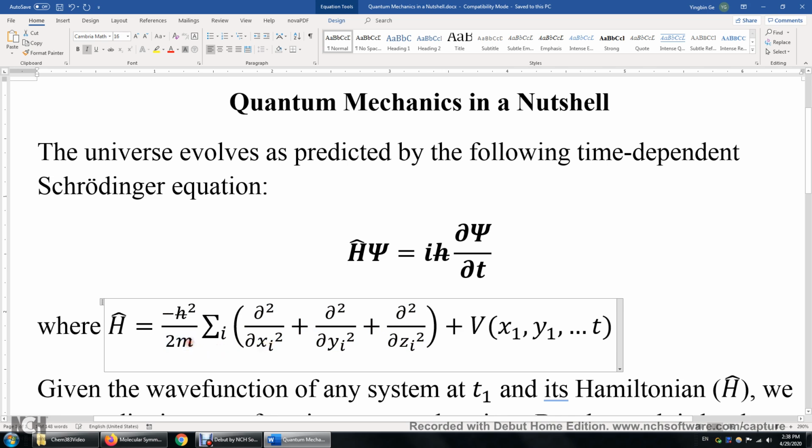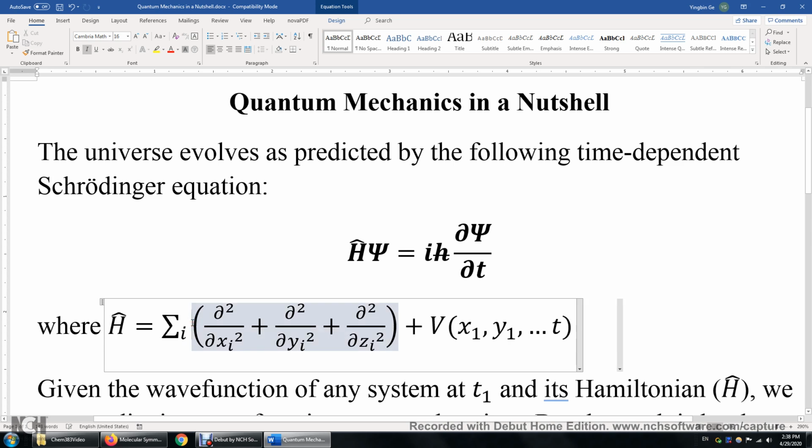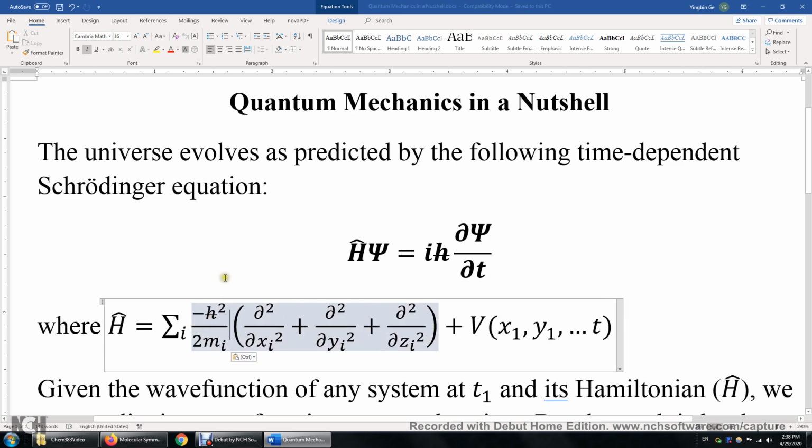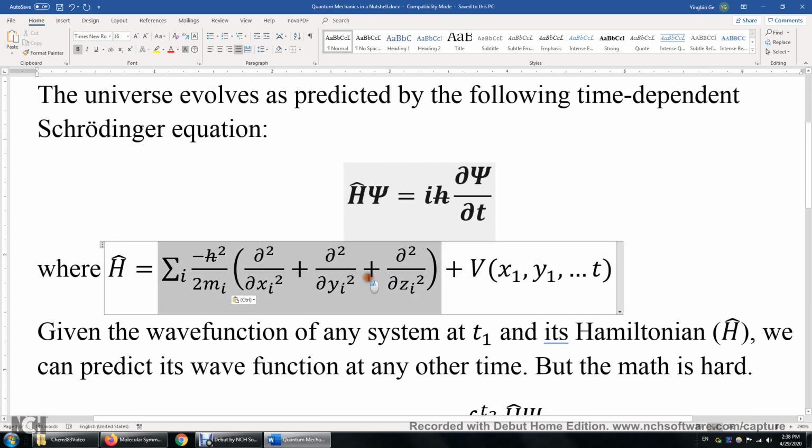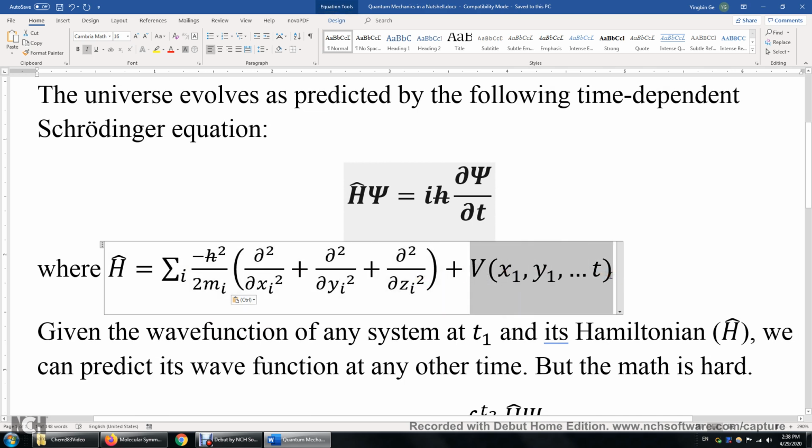So I made a mistake here. I was assuming all particles have the same mass, but they don't have to. So I'm putting this m sub i here. And it's better to move this negative h bar squared over 2 m i inside the sum. Alright, so again, this is the kinetic energy of all particles. And this is the potential energy that depends on the positions of all particles and time.